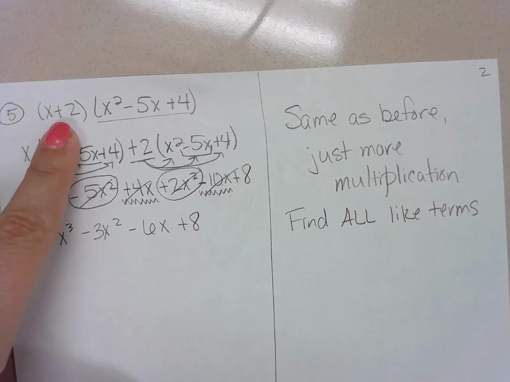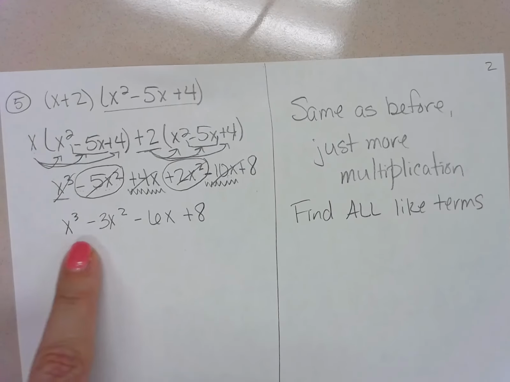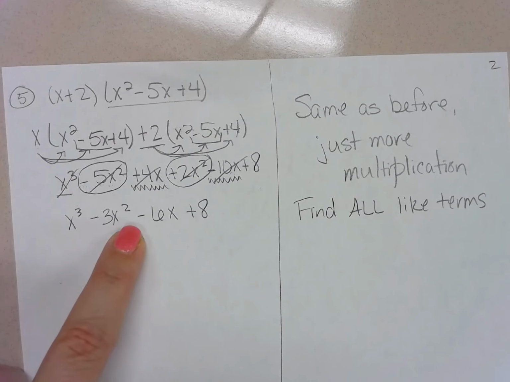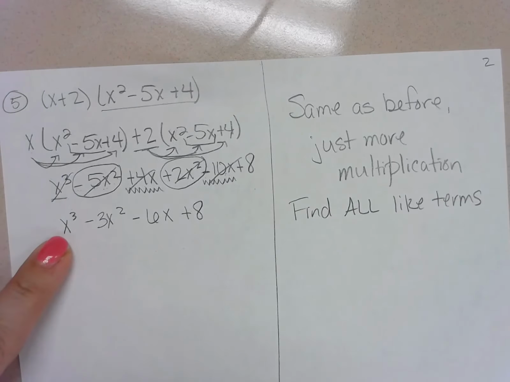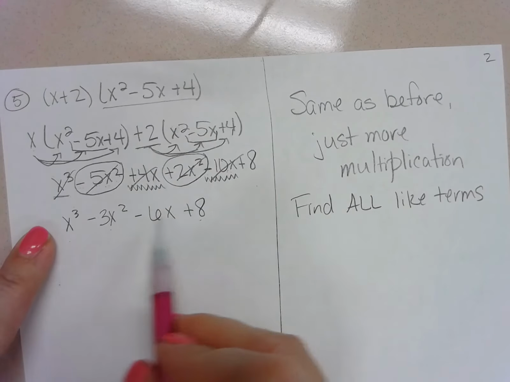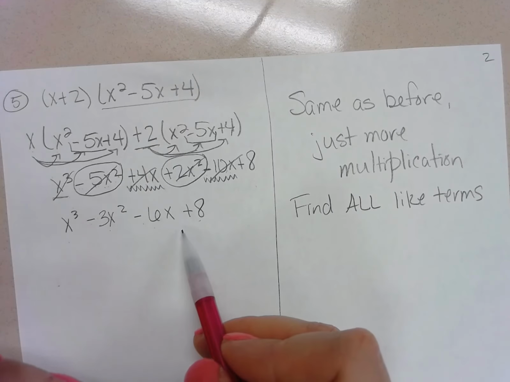So x plus 2 times x squared minus 5x plus 4 has a final answer of x to the third minus 3x squared minus 6x plus 8. If you don't have these numbers in this order, that's okay. As long as you have each one of these terms and they have the correct sign in front of them, that's still a correct answer.